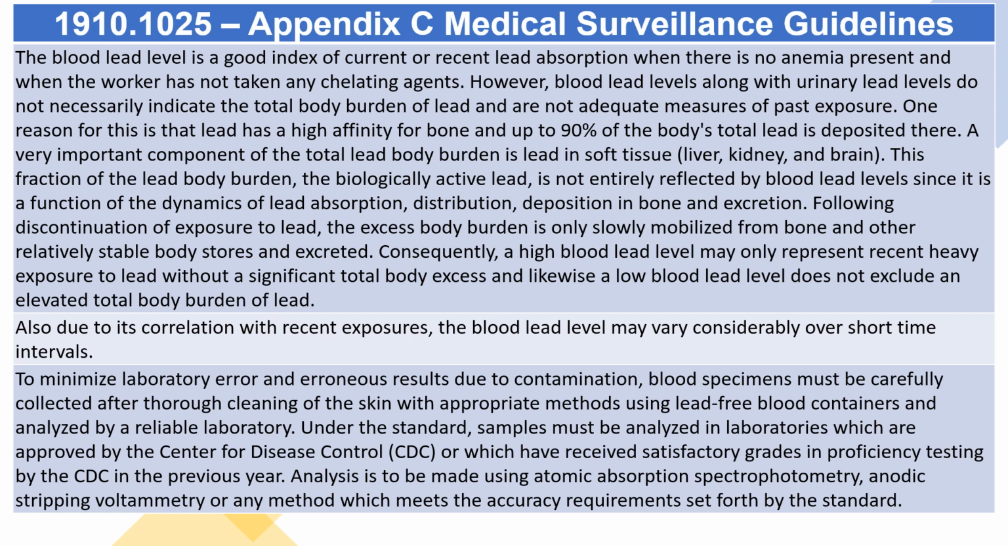To minimize laboratory error and erroneous results due to contamination, blood specimens must be carefully collected after thorough cleaning of the skin with appropriate methods using lead-free blood containers and analyzed by a reliable laboratory. Under the standard, samples must be analyzed in laboratories which are approved by the Center for Disease Control (CDC), or which have received satisfactory grades in proficiency testing by the CDC in the previous year. Analysis is to be made using atomic absorption spectrophotometry, anodic stripping voltammetry, or any method which meets the accuracy requirements set forth by the standard.